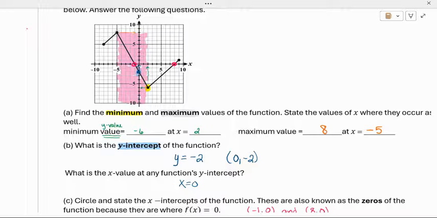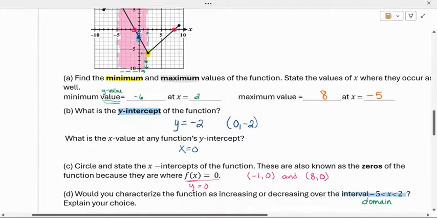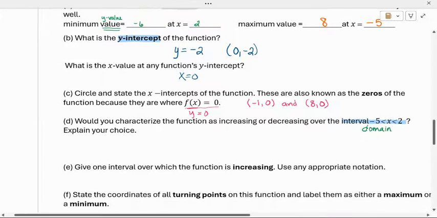Does the graph that runs through this pink zone have positive slope or negative slope? Yeah, because as x gets bigger, y is getting smaller. So that means it's negative slope, which means is it increasing or decreasing? It's decreasing. So it is decreasing.